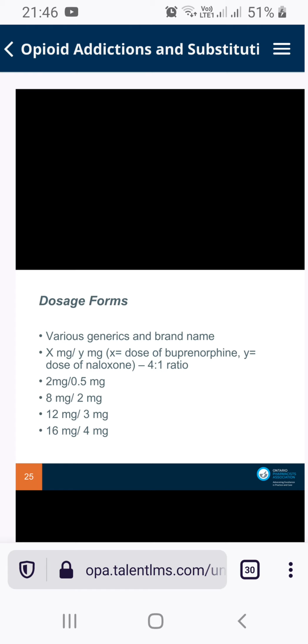So the dosage forms for buprenorphine naloxone vary, and it depends on the manufacturers. Here you will see some of the formulations available. You can see that the first number denotes the dose of buprenorphine, which is really what we care about. And the second number indicates the naloxone component. And you can see they're all in a 4-to-1 ratio.